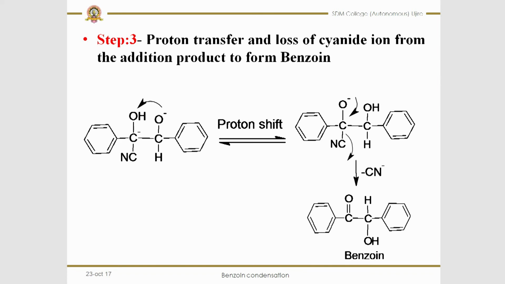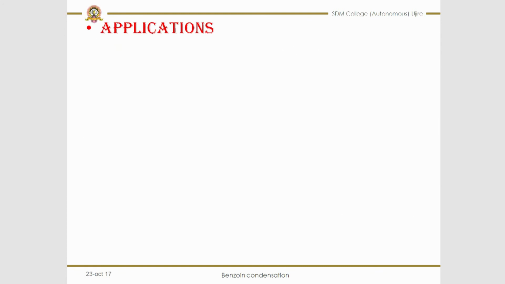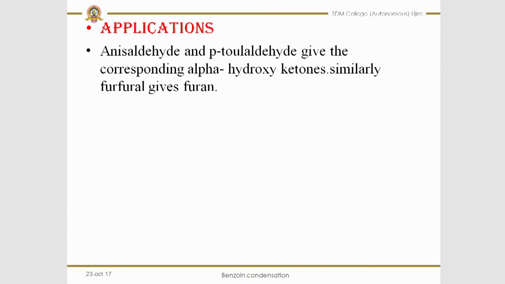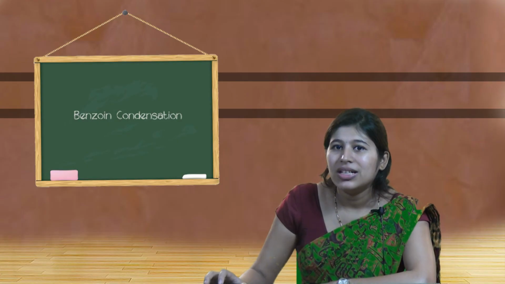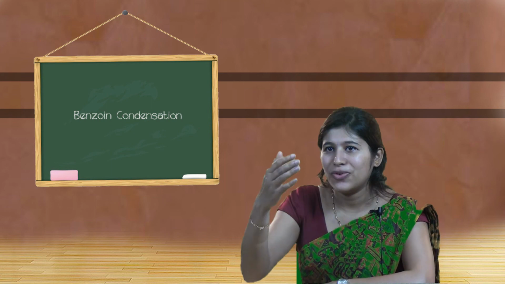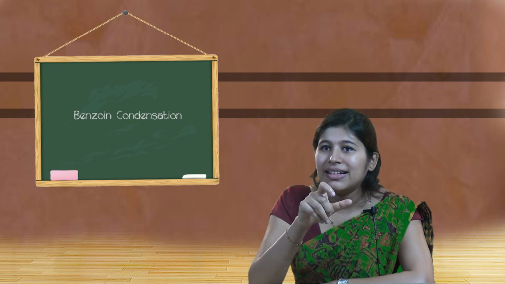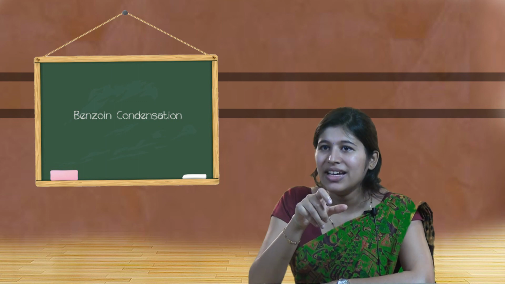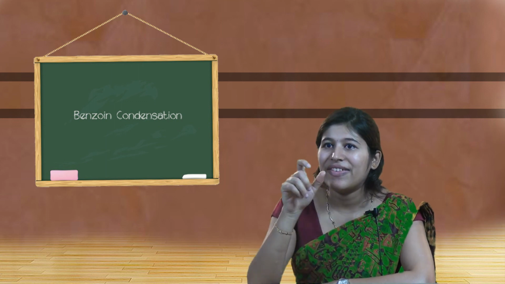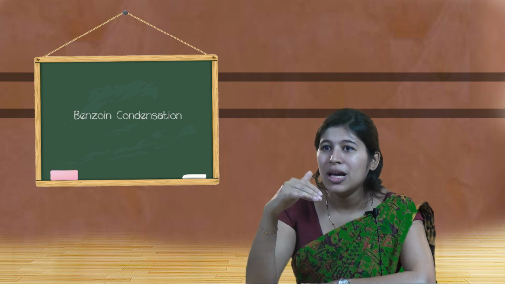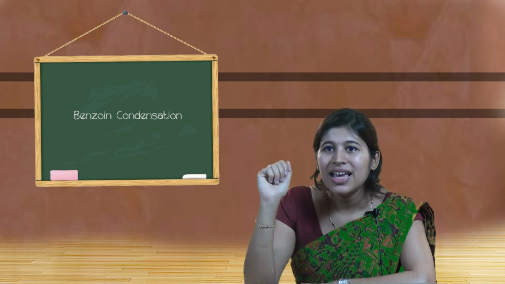Now we will see the application. There are many applications for this reaction. We will see only one or two. Anisaldehyde and paratolualdehyde: you can write the structures of anisaldehyde and paratolualdehyde. Those give the corresponding alpha hydroxy ketones. You can write the reaction if you know the mechanism. If you are given any other compound instead of benzaldehyde, such as anisaldehyde, you can write the reaction as well as the corresponding product.